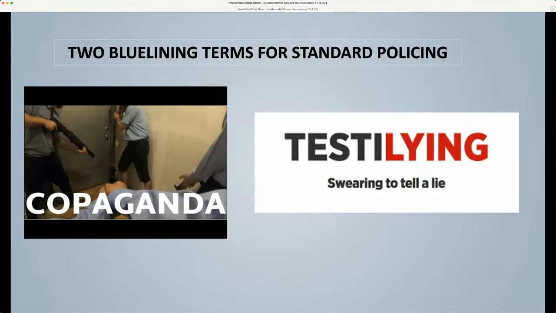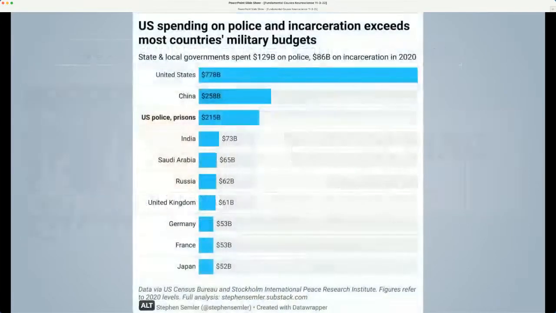Even though many types of crime have declined over the recent decades, police budgets continue to rise. U.S. spending on police and incarceration exceeds most countries' military budgets. If you look at this chart, the U.S. spends $770 billion a year on its military. China, far distant, spends $258 billion. U.S. police and prisons collectively spend $215 billion, which is more than Russia's military budget, and everybody else you see on this list. Russia is currently at war. We spend more on our police than Russia spends on its military.